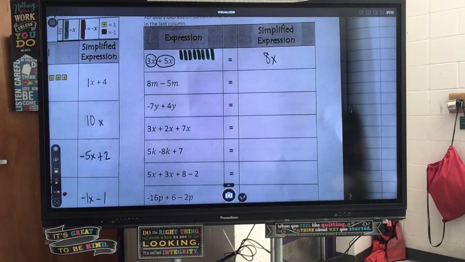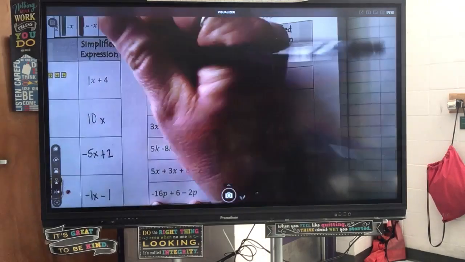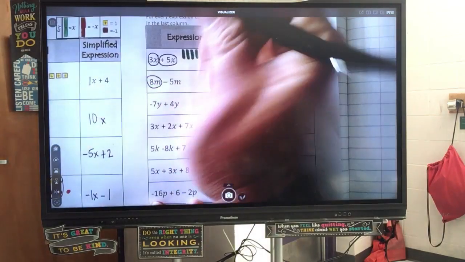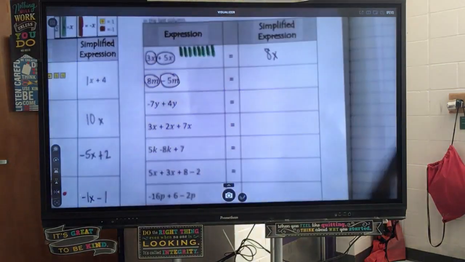Alright, so the next one is 8m minus 5m. So now they've changed it and changed the variables, so what do we do now? Can we combine those? Can we combine them? Why? Raise your hand and tell me, why can we still combine those even though they're not x? Zoe? Because they have the same variable. So technically, I can circle my 8m and my minus 5m.